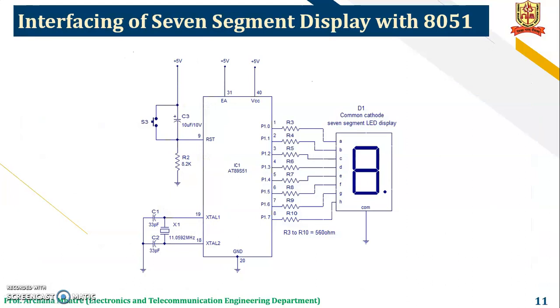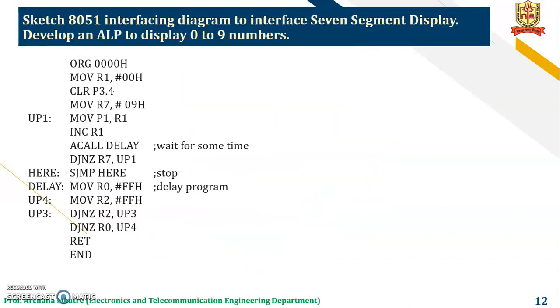Now here is the interfacing of the 7-segment display with the 8051. The type of 7-segment display is common cathode type, connected to P1, that is port 1 of the 8051 microcontroller. So the connection diagram is like this. Now here is a program to display the numbers 0 to 9.